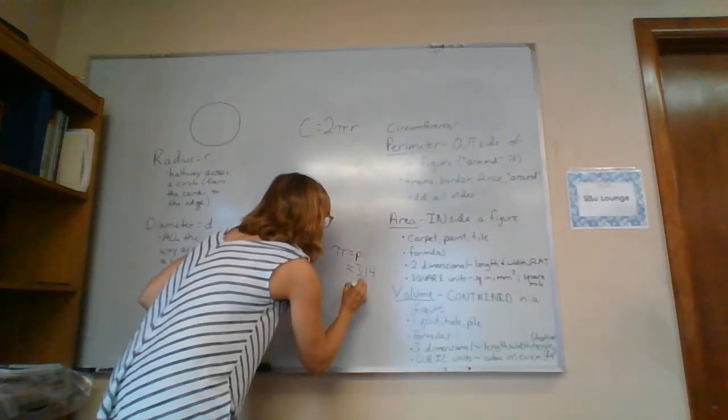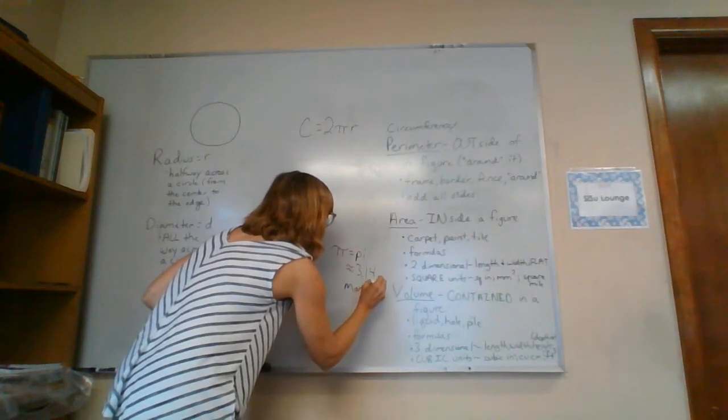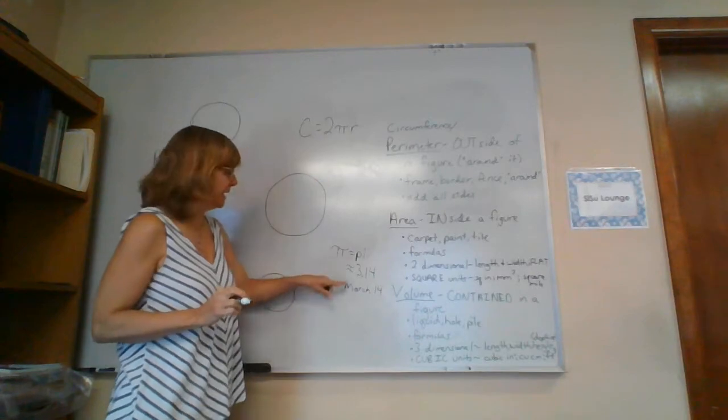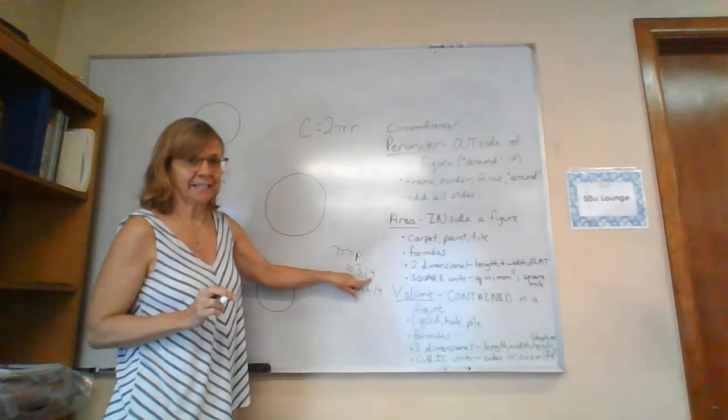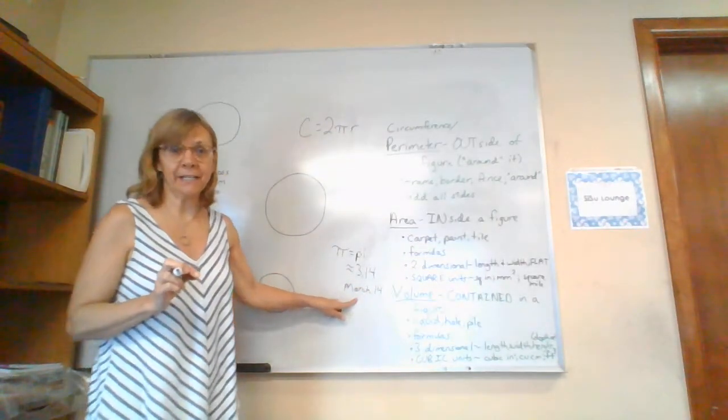If you said March 14th, you're correct. January, February, March is the third month, and the 14th day. There really is a National Pie Day.